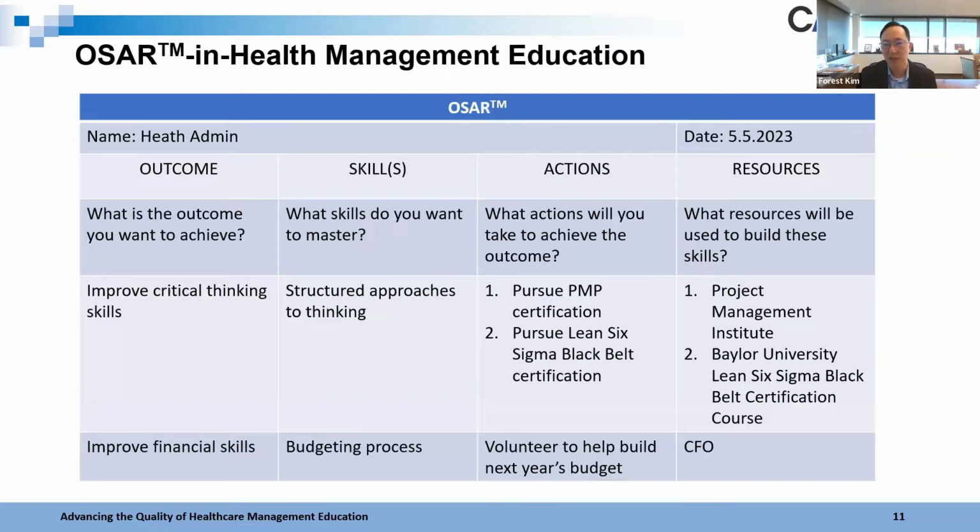And then lastly, in the resources, for one, obviously it's the Project Management Institute. There are other agencies out there, but that's one. And the second, at Baylor University, we do have the opportunity to train folks on and to receive their Lean Six Sigma Black Belt certification. So those are the two steps that the student wanted to pursue.